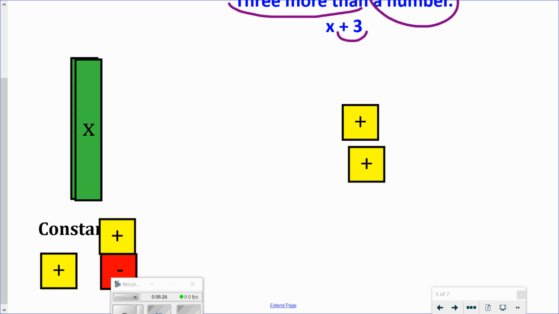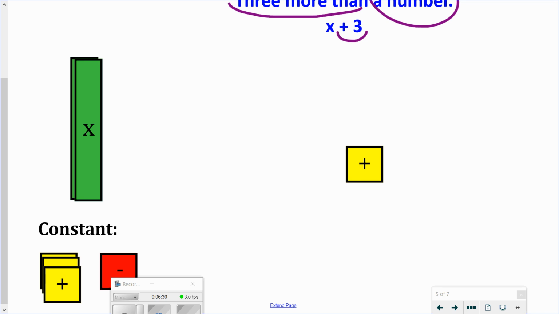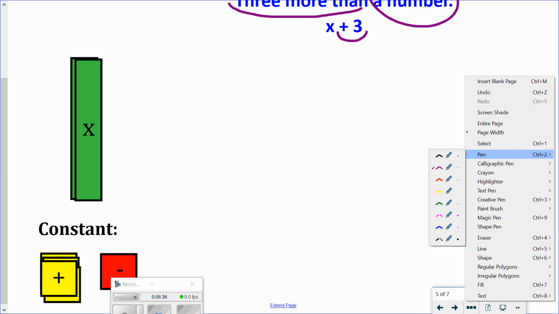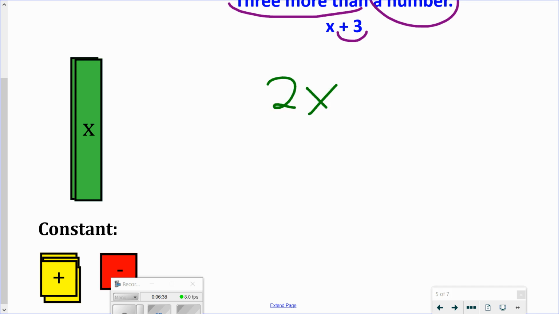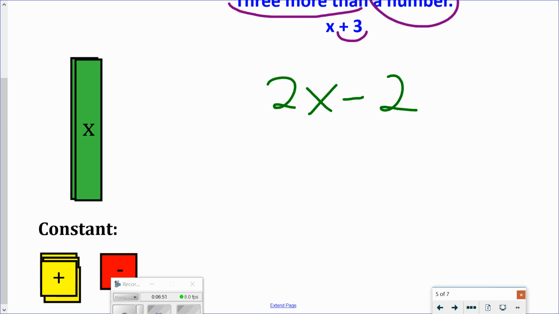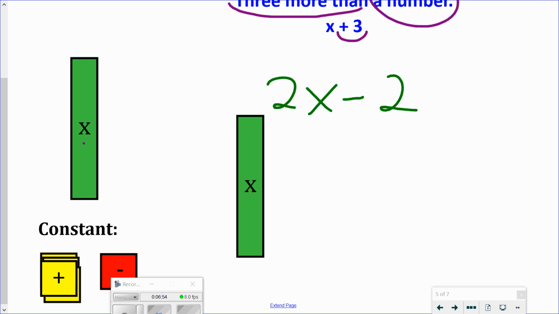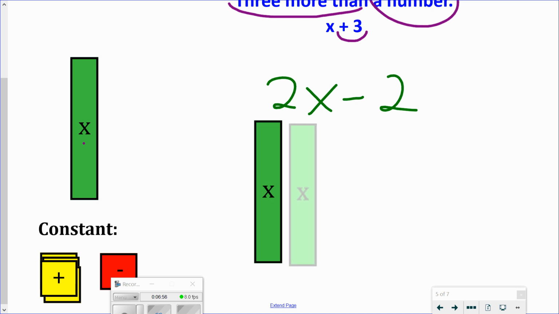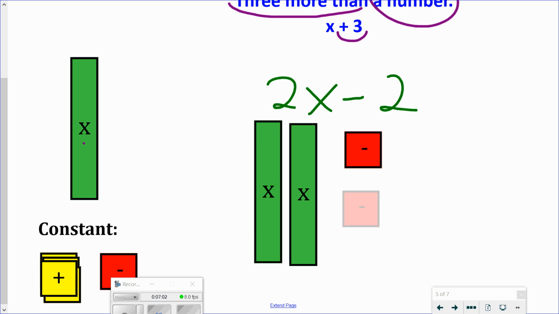If I wanted to do another example, let's say I wanted to do 2x minus 2. I'm going to take 2 variables because I have 2 x's. And now because I have minus 2 here, I'm going to take 2 of my negatives. So that would represent 2x minus 2.